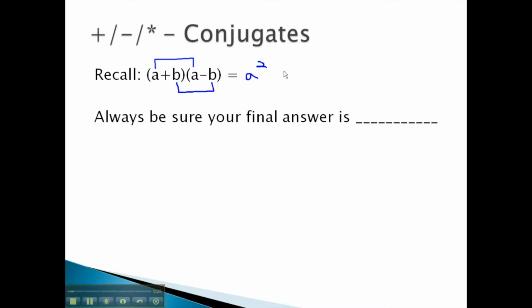This becomes a squared minus b squared, or a difference of squares. As usual, we will always be sure our final answer is reduced. Let's look at some examples where we can use this shortcut to save us some work on multiplying.